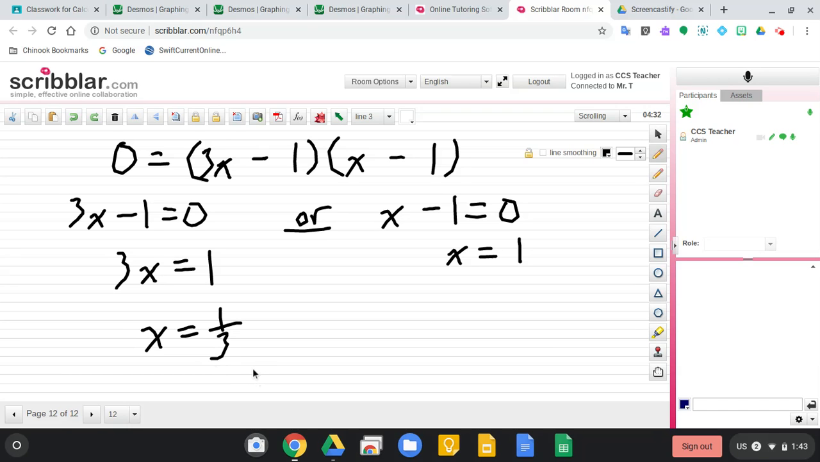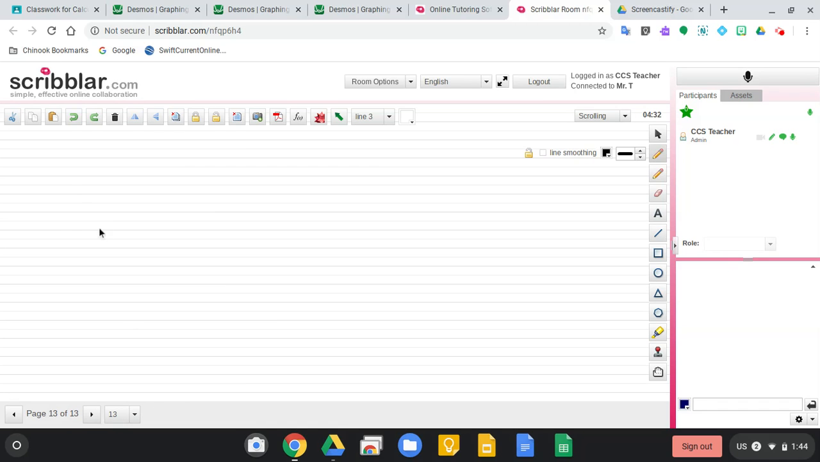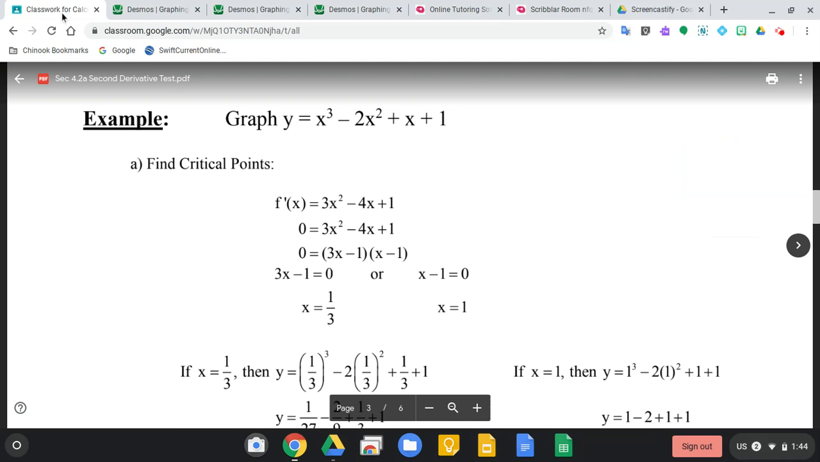Well, I have 2 possible x values, which means I need to find 2 possible y values. So I'm going to substitute. If x equals 1/3, then y is going to equal. So now we're going to substitute back into the original, and this is grade 9 algebra. I'm not going to show you how to do this.